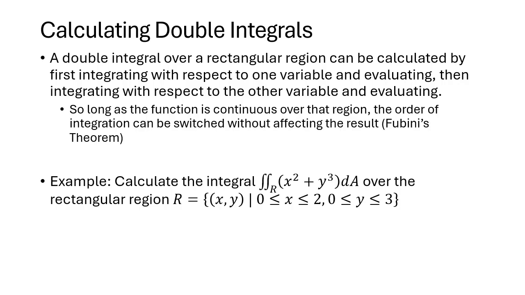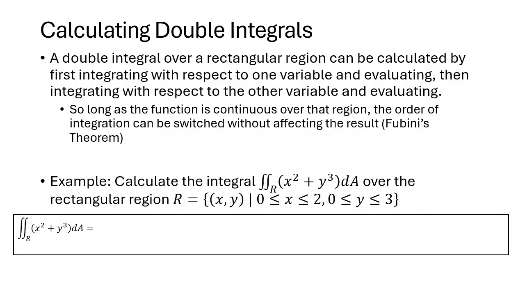So for our example, we're going to take the same function we had before, x squared plus y cubed, and we're going to integrate it on a similar region. We're going to go from 0 to 2 with respect to x and 0 to 3 with respect to y. So the first thing to do is to write it as what's called an iterated integral, meaning we've got two different integrals with limits that are stacked inside of each other.